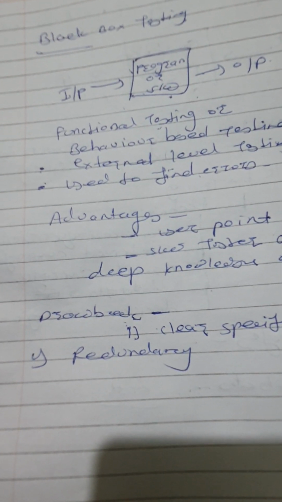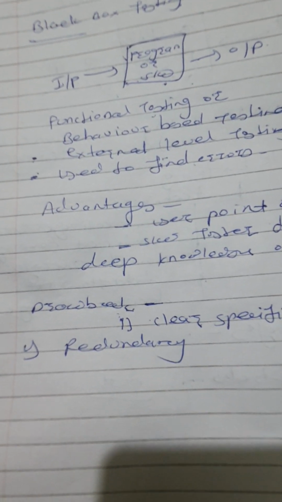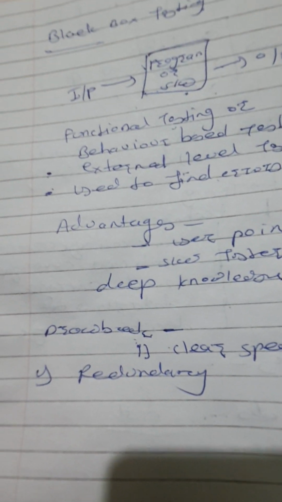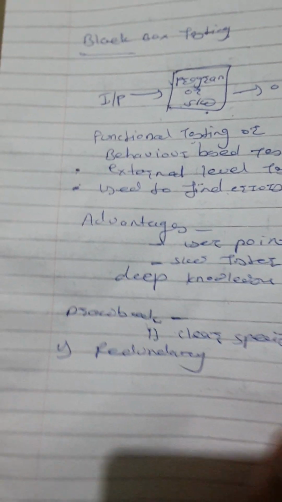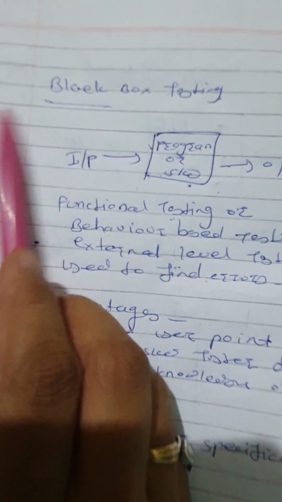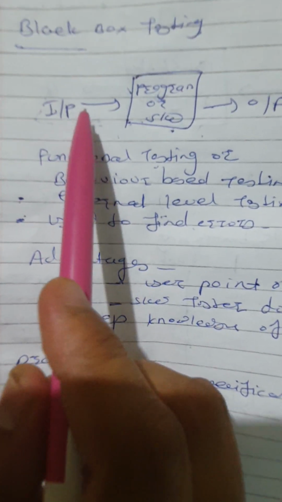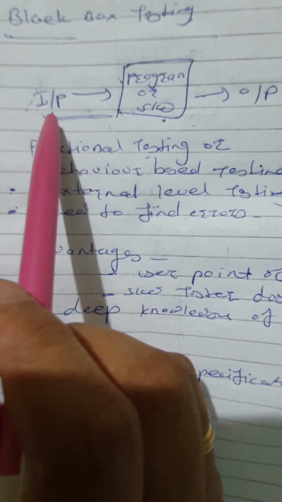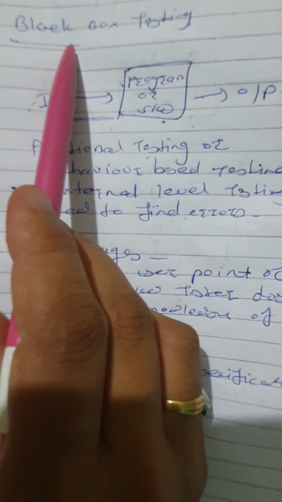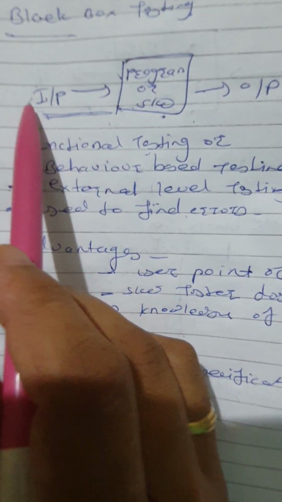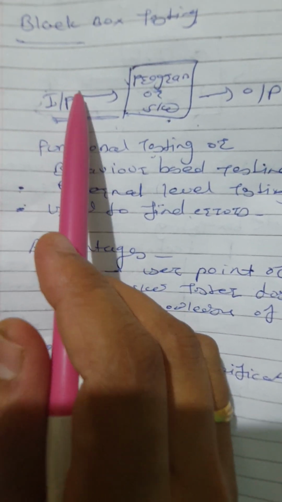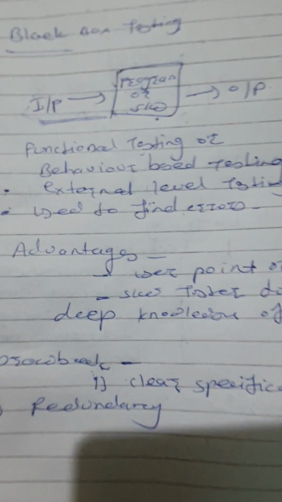And black box testing is feasible when the number of inputs is small. At that time you can easily perform black box testing. If the number of inputs is small, means your software is less complex, your software is small, at that time you can easily perform black box testing. But if the number of inputs is large, at that time you can prefer white box testing.